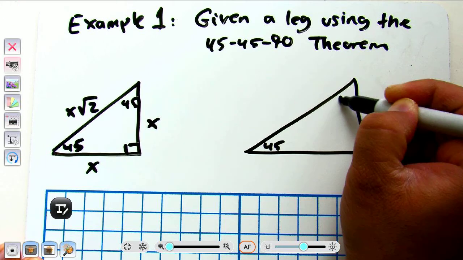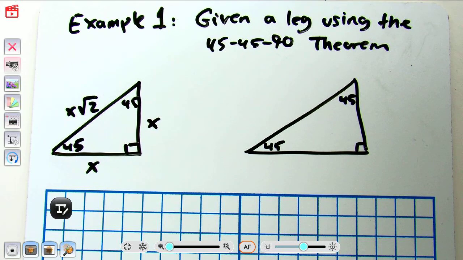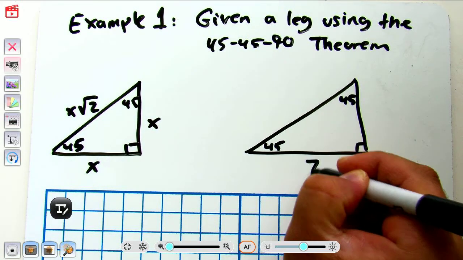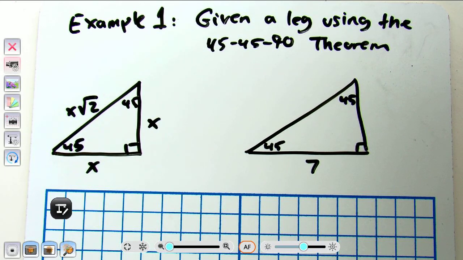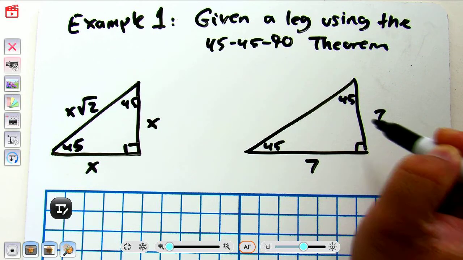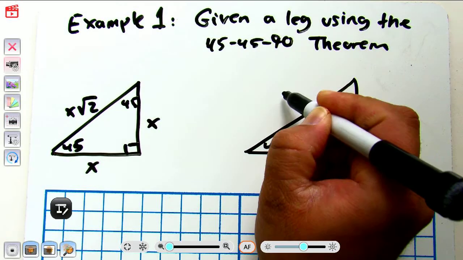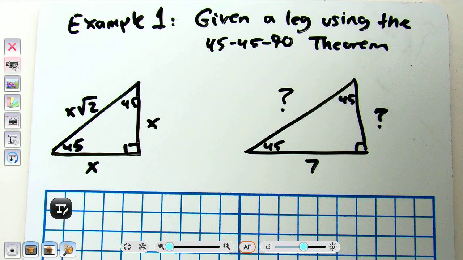And let's say that they give us this side, or this leg. The question is, what is this leg going to be? And what is this hypotenuse going to be? Now, comparing the formula to the problem that I have, I notice that this side is x and this side is 7. So what we could easily do is solve for x by setting x equal to 7.